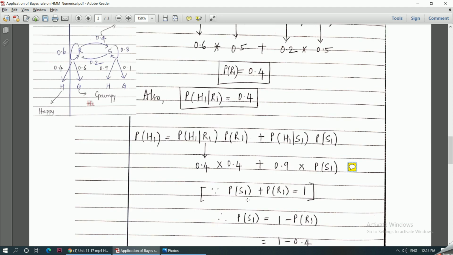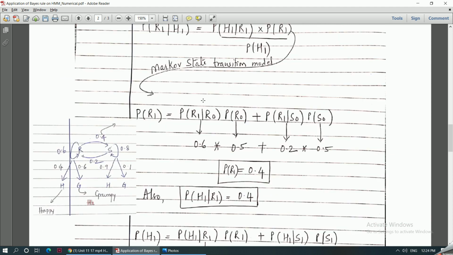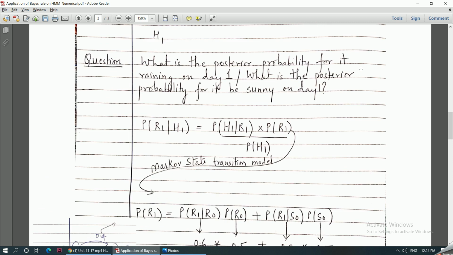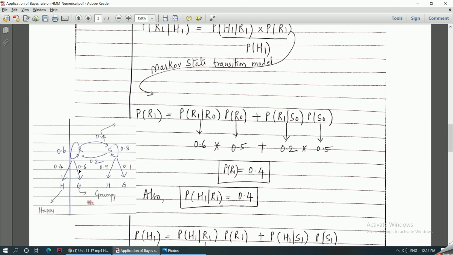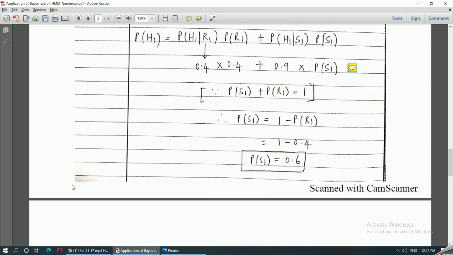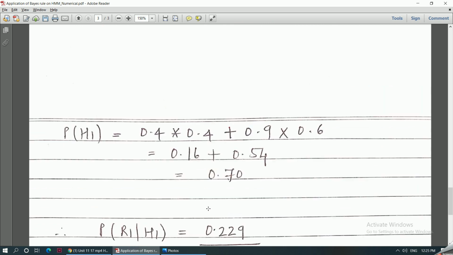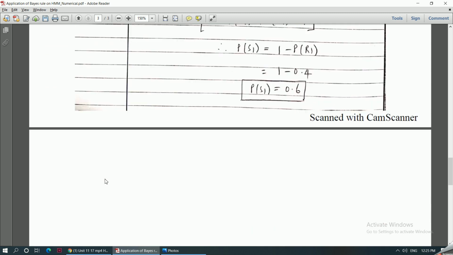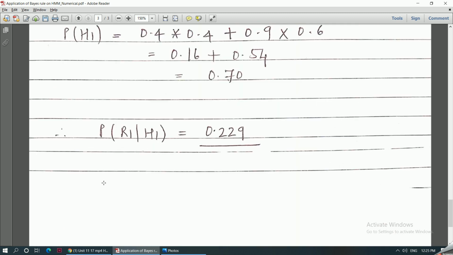And look at the actual graph if you look over here. We had to find the probability for it to be raining on day 1. Here, initially the probability for a person to be happy when it is raining was 0.4, and now what has happened? It has reduced to 0.229. So the probability has decreased. Clear? Thank you.